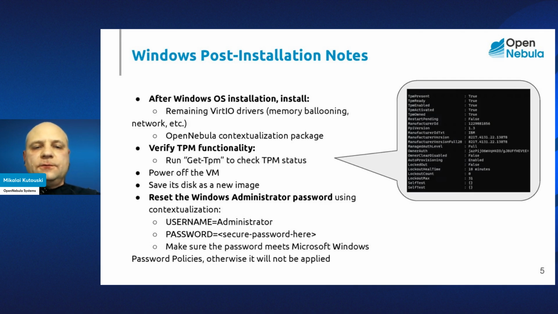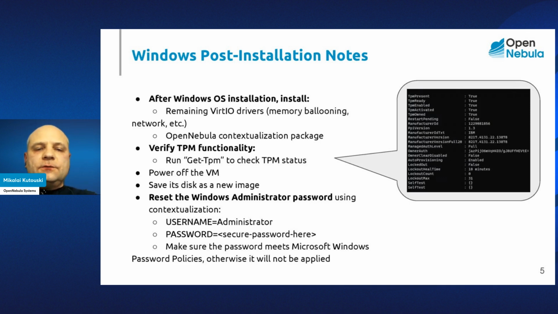As soon as you have Windows installed, you have to run Explorer, access your drives, go to the virtio disk ISO and install the rest of the virtio drivers. They provide support for memory ballooning, network cards, and other stuff. Apart from that, we also recommend you install the Windows OpenNebula contextualization package, which provides the capability to manage different settings like network settings, user management, and other configuration settings for the virtual machine from OpenNebula.